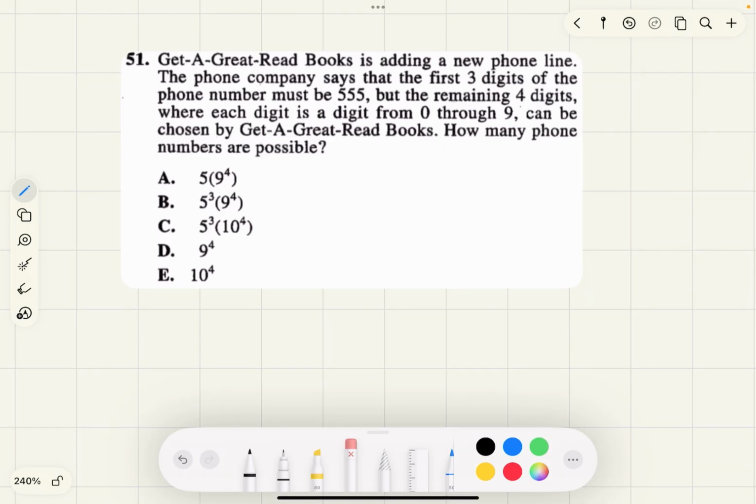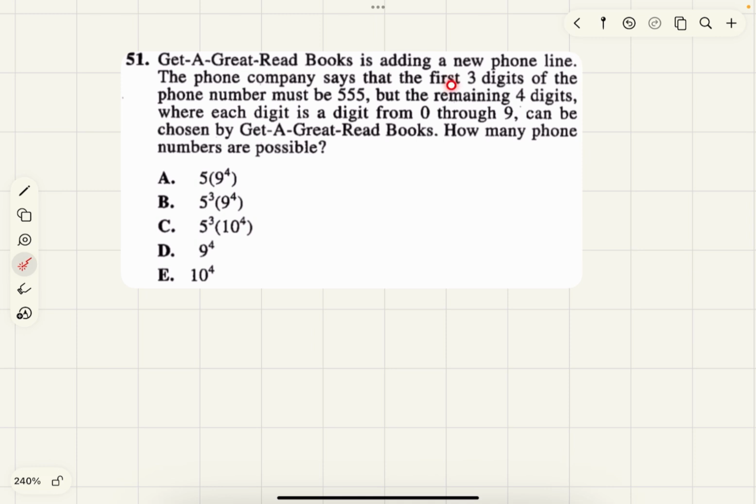Okay, now moving on to the last probability question of the day, question 51. Get a Great Read Books is adding a new phone line. The phone company says that the first three digits of the phone number must be 555. But the remaining 4 digits, where each digit is a digit from 0 through 9, can be chosen by Get a Great Read Books. How many phone numbers are possible?